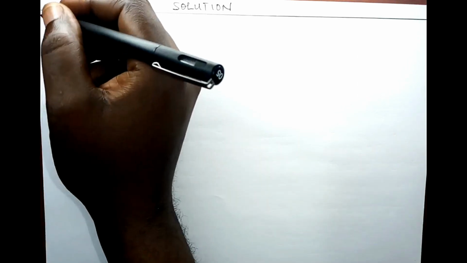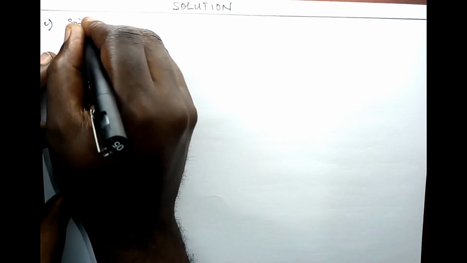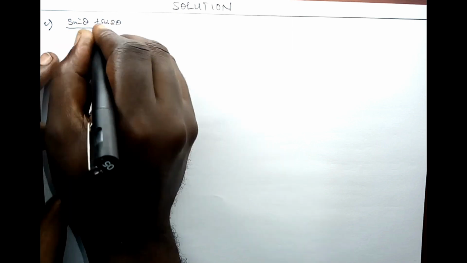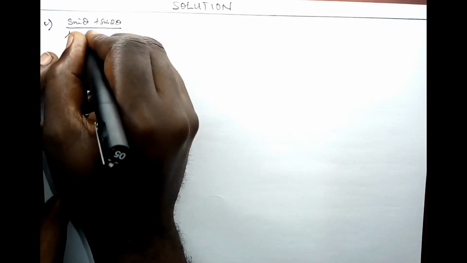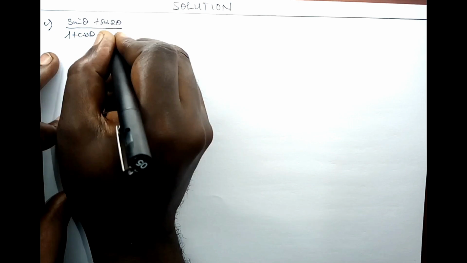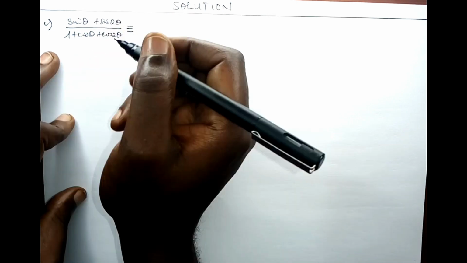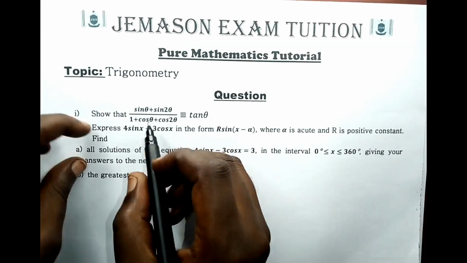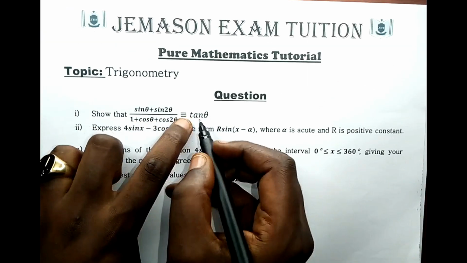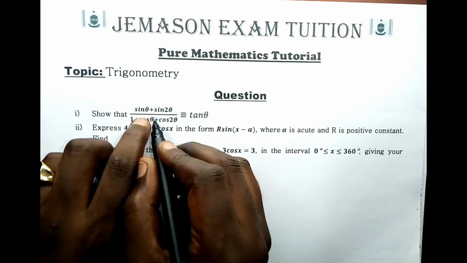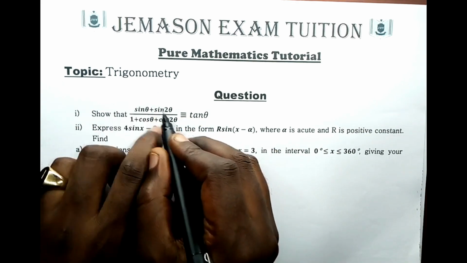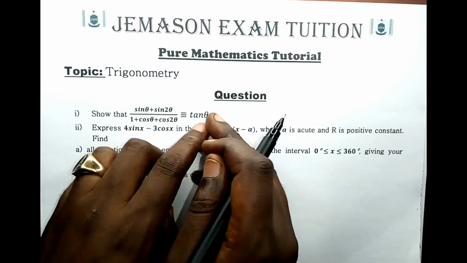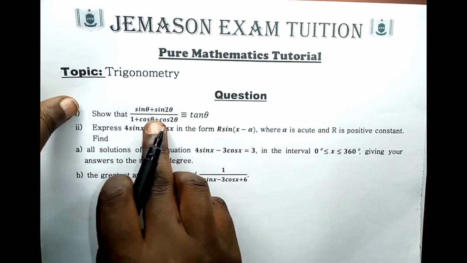We'll copy the left hand side of the proof, which is sine theta plus sine 2 theta all over 1 plus cos theta plus cos 2 theta. So you notice that when you have a proof like this, most of the time you start with the complicated side and simplify to arrive at the simpler side. So that is what we are going to do here.